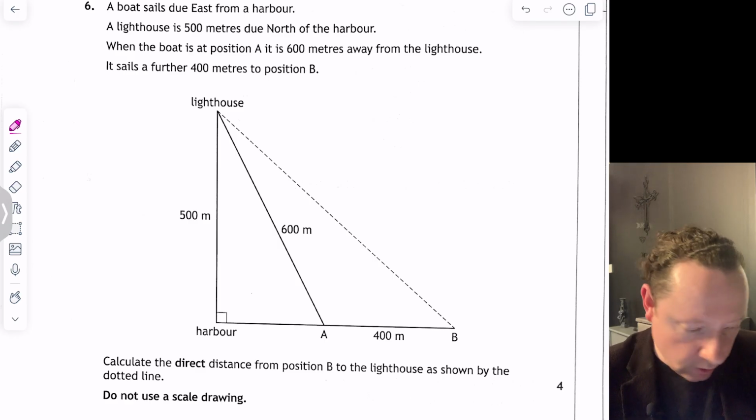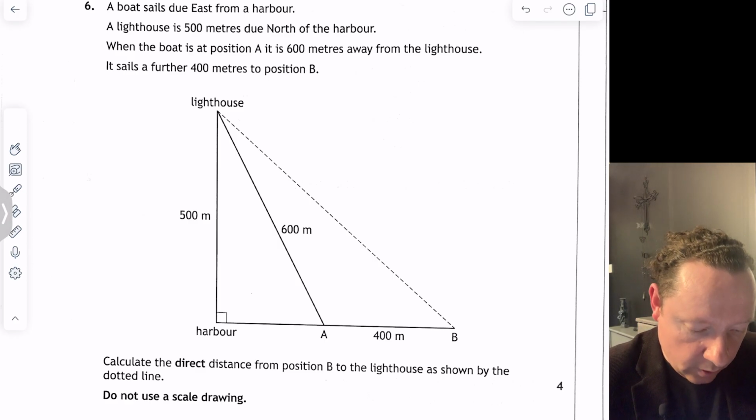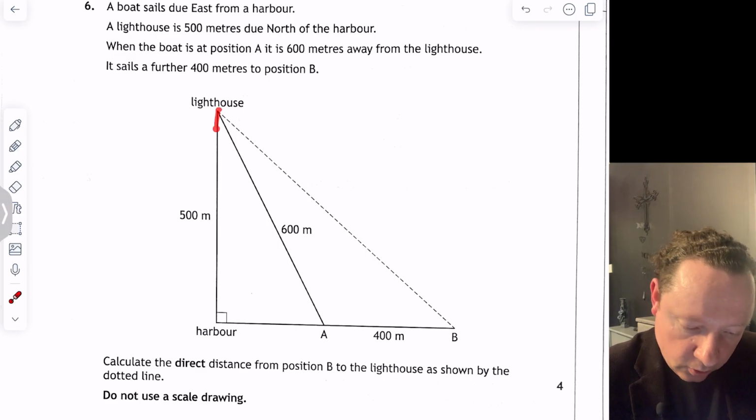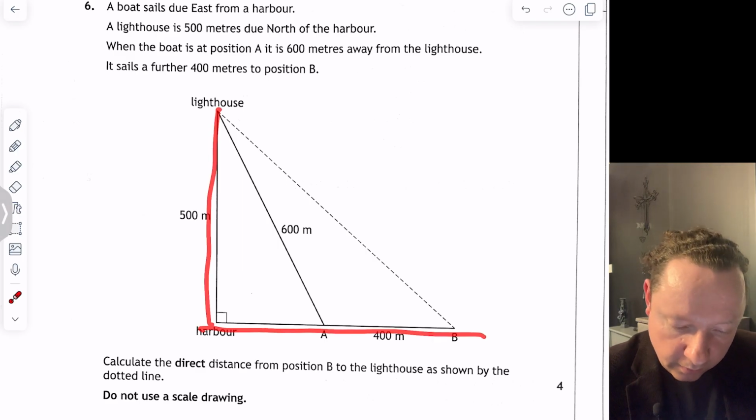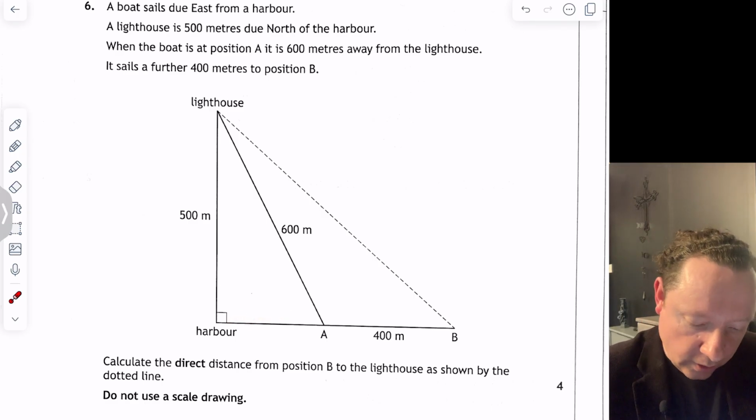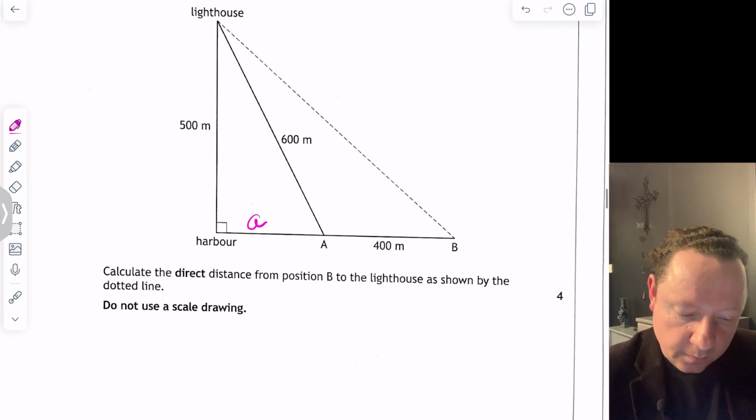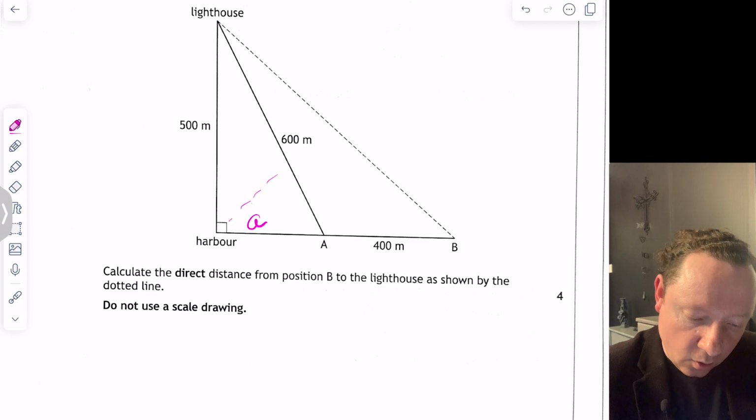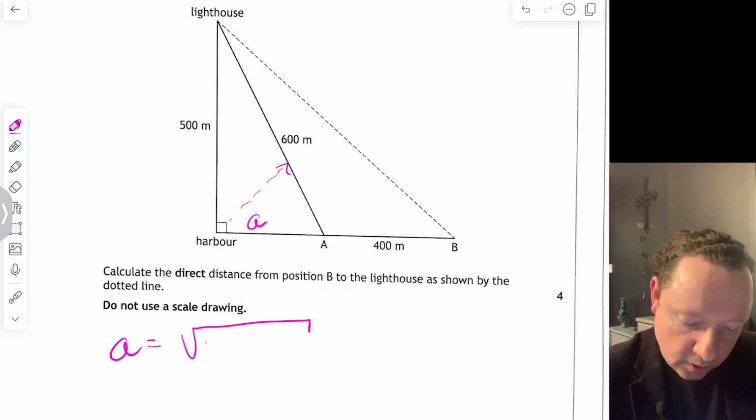Okay, we have to calculate the direct distance from position B, and that's the dotted line up to the lighthouse. It looks a little bit hard, this question, but it is a Pythagoras question, because if I could do that squared and that squared, I would have this one. But the problem is I'm missing a little bit, so I could do that bit first. So I'm going to call this one A, and because this is the longest side of this triangle, then A is the square root of 600 squared minus 500 squared. Take away when you find the shorter side.